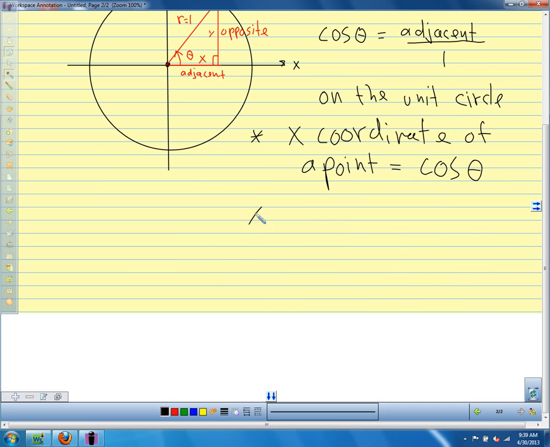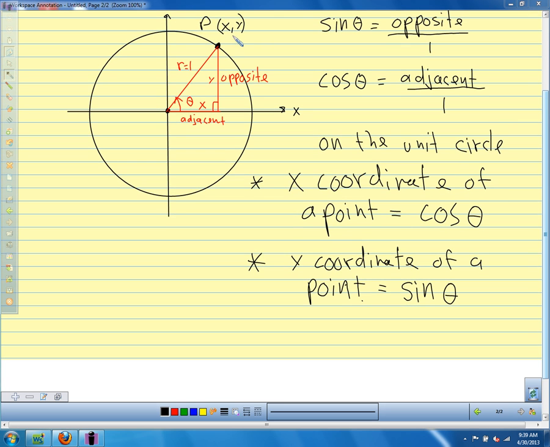And the y-coordinate is the sine of the angle. So all we have to do to find our coordinates is find the cosine of the angle of rotation and the sine of the angle. So working with the unit circle makes our calculation very easy.